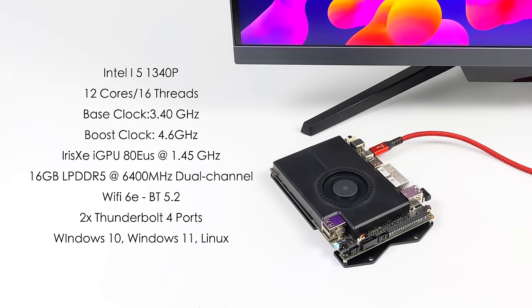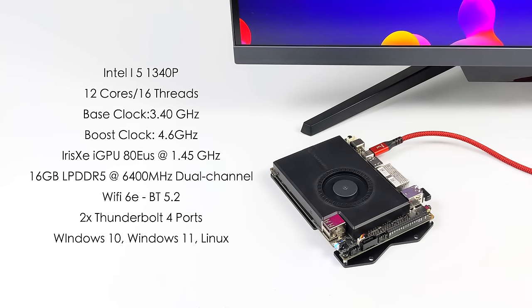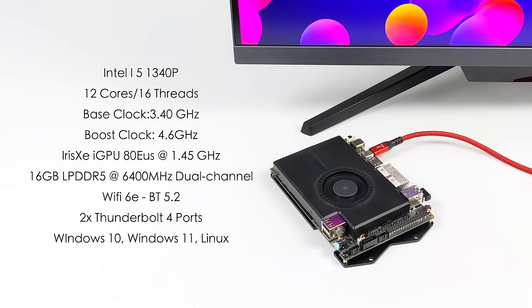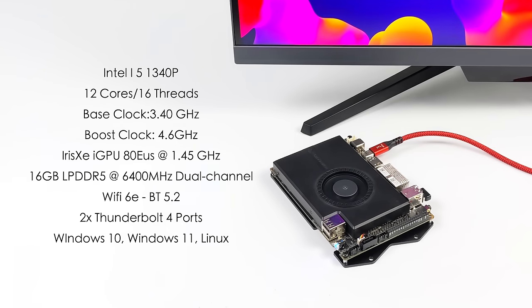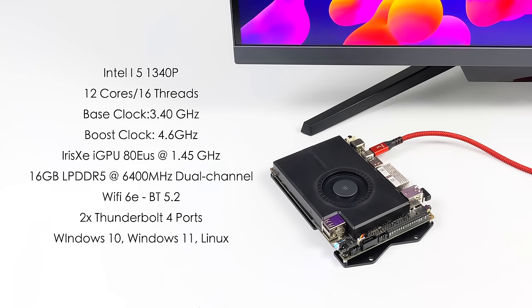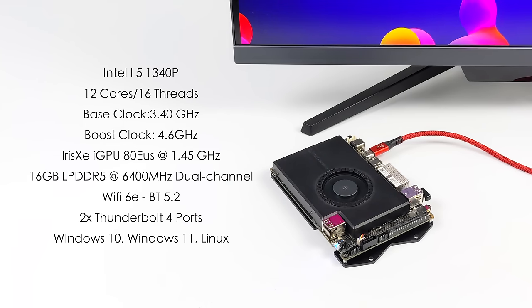So we've got a 13th gen Intel CPU here with 12 cores, 16 threads, a base clock of 3.3 GHz, and a boost up to 4.6. Along with that, we get those built-in Iris Xe graphics with 80 execution units up to 1.45 GHz, 16 GB of LPDDR5 RAM at 6400 MHz running in dual channel, Wi-Fi 6, Bluetooth 5.2, and of course we've got those two 40 gig Thunderbolt 4 ports, which could definitely play a big role in upping the GPU performance by connecting an external GPU to this thing for sure.